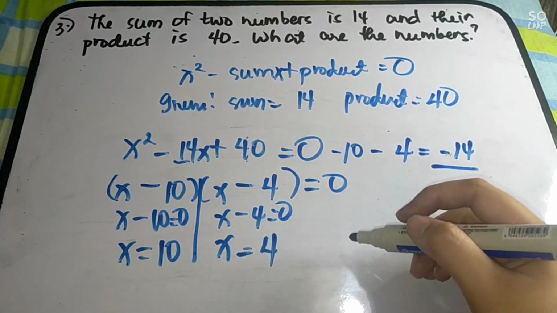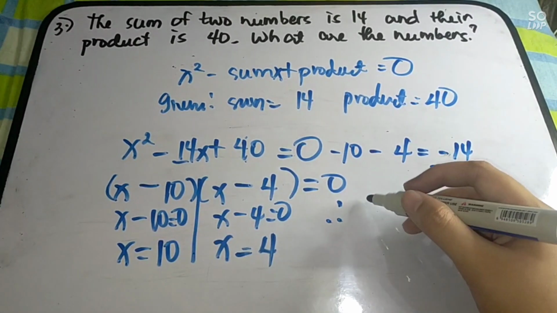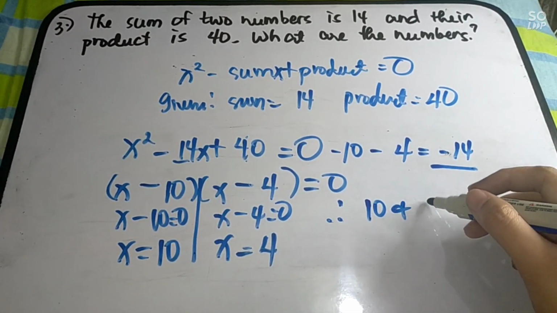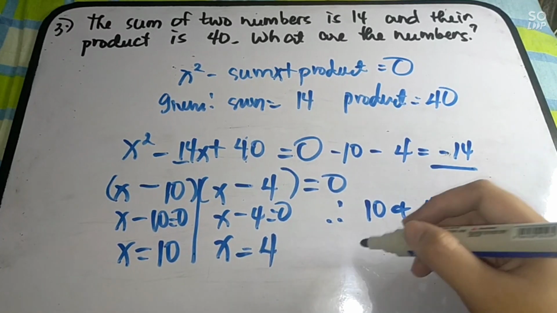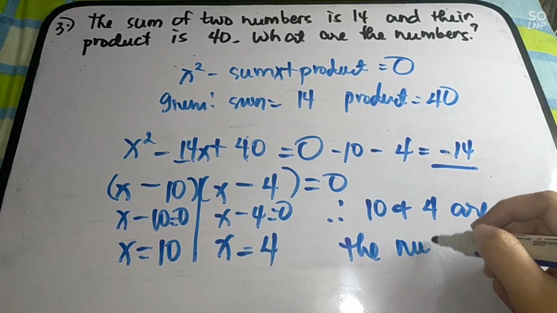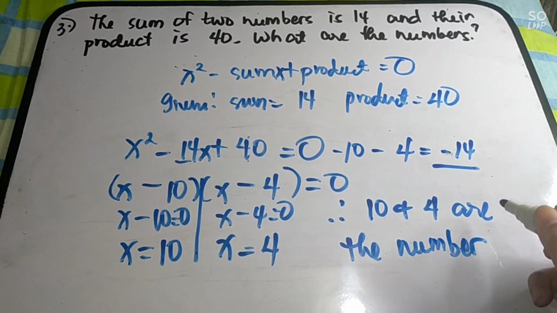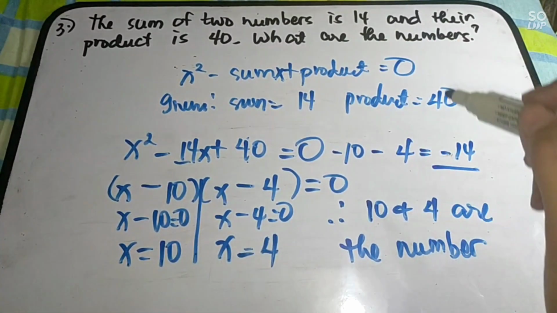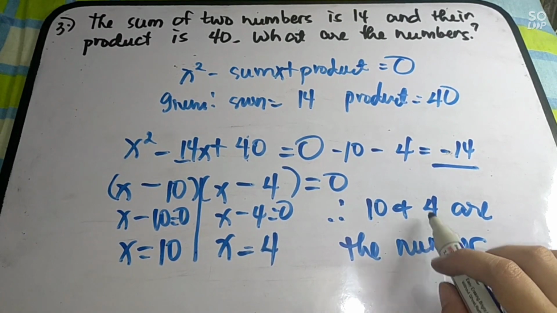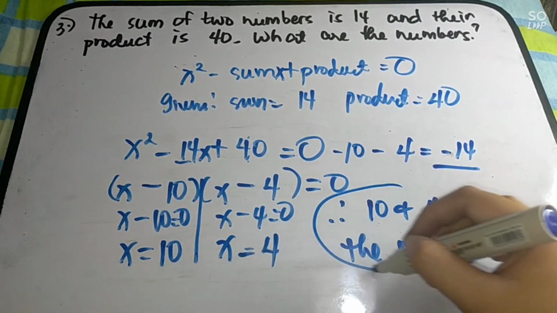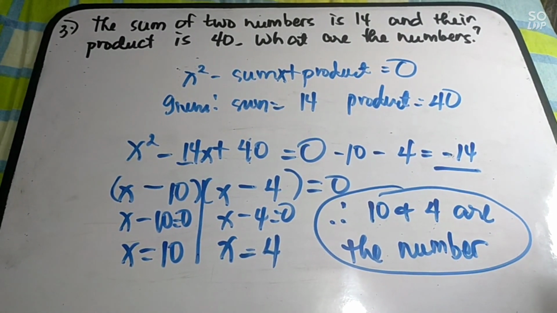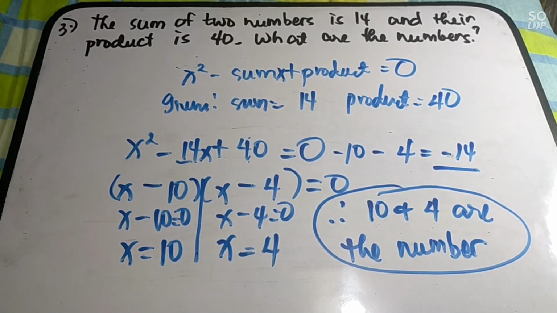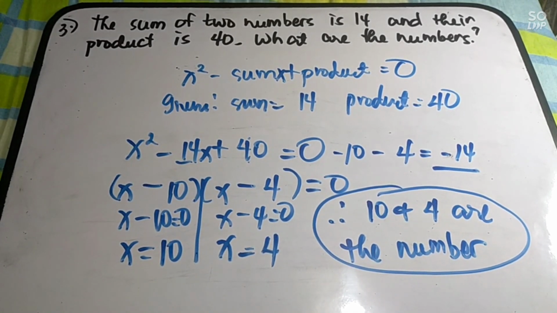So, therefore, the numbers are 10 and 4. So, sila yung numbers. So, ang sum daw nila, pag inad mo, 10 plus 4, the answer is 14. When you multiply 10 times 4, the answer is 40. So, this is now your final answer. Is it clear? Let us have the next problem.